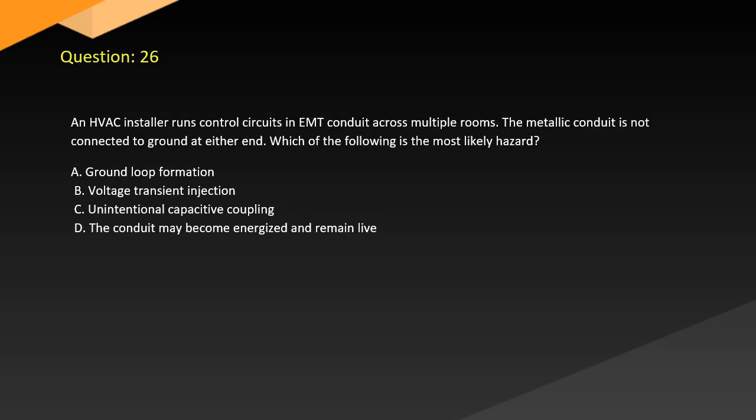Question 26. An HVAC installer runs control circuits in metal conduit across multiple rooms. The metallic conduit is not connected to ground at either end. Which of the following is the most likely hazard? A. Ground loop formation. B. Voltage transient injection. C. Unintentional capacitive coupling. D. The conduit may become energized and remain live.